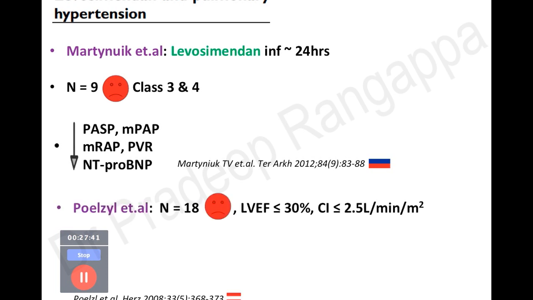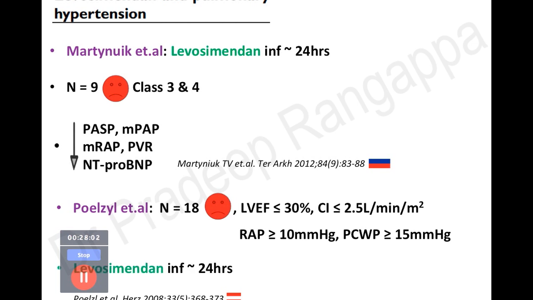And this was a study from Austria, Police et al. 18 patients, they looked at possibly grade 2, where you have pulmonary artery hypertension due to LV failure, where LV ejection fraction was less than 30 and cardiac index was less than 2.5. And patients had RAP more than 10 and wedge pressure more than 50.